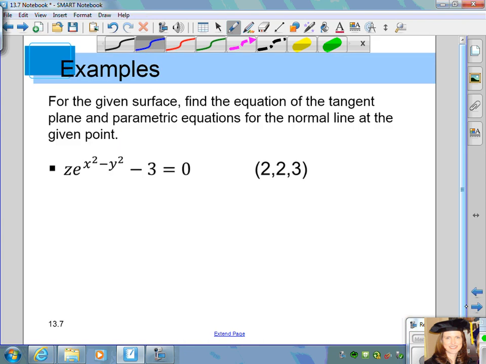Alright, now let's try this one. For the given surface, find the equation of the tangent plane and parametric equations for the normal line. Now here we have a function of x, y, and z, so we can say that that is our capital F of x, y, z. It's already equal to 0.